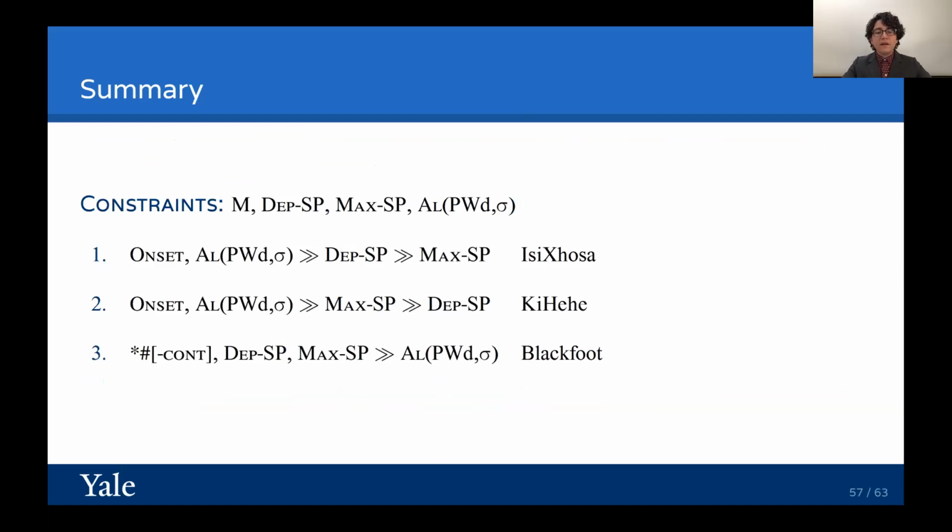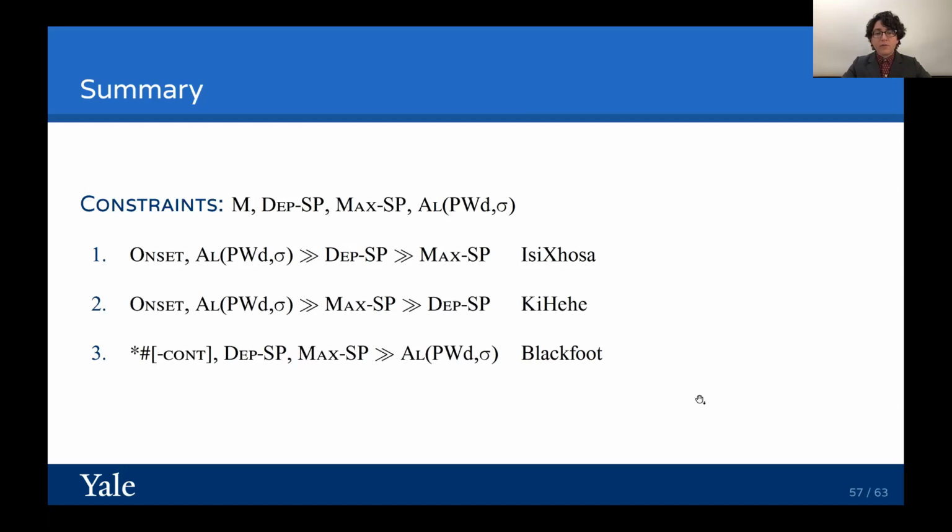So if we consider a subset of the constraints that I've shown you, they all include a positional markedness constraint. In the case of Blackfoot, it was a constraint against non-continuant segments. And in the case of IsiXhosa and Kihehe, it was a constraint requiring that the prosodic word begin with an onset. There are two syntax and to prosody correspondence constraints. This was the redefined match constraints. And then there is one alignment constraint that requires alignment between prosodic word edges and syllable edges.